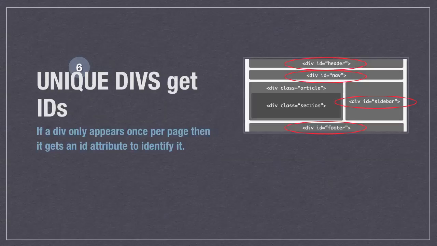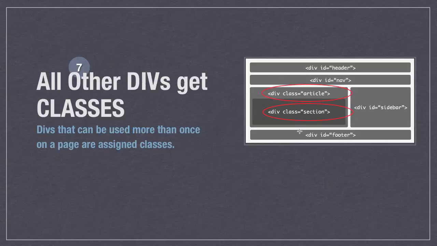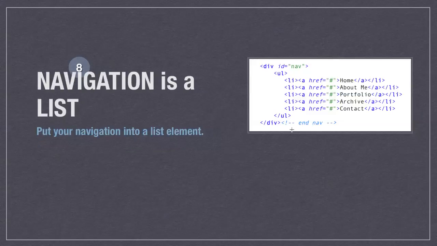Unique divs get IDs. So the difference between an ID and a class, and I want to mention this now, and we'll see it later as we go along, is if that section only appears once on the page, like your header, a navigation, a footer, it gets an ID. So that's what is meant by unique divs. Divs that are only going to exist in one place on the page are IDs. If it appears in multiple places, so for example here with the articles, then you give it a class. Because IDs can only be applied to one element of the page, while a class can be applied to as many elements as you want. And the last one is navigation as a list.